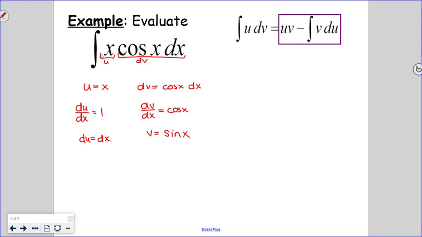Okay, so then we follow our formula. u times v minus the integral of v du. So function u was x. Function v, we just figured out, is sine of x, so x times sine of x, minus the integral of v, which is sine x, du, which we showed over here, equals dx. Okay, I'm going to pause there because that's kind of the first time we've taken that information and put it into the formula. So everyone's seeing where everything's going there.